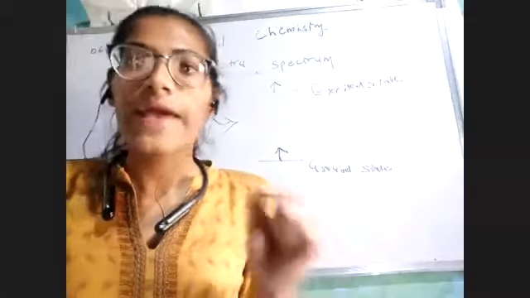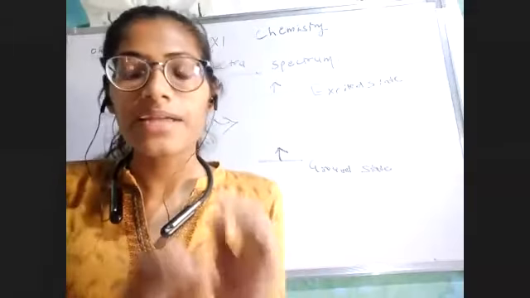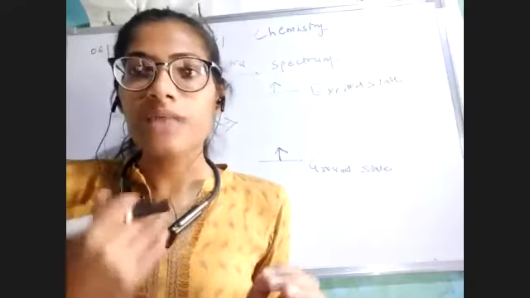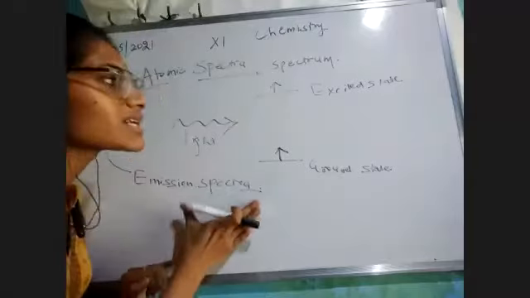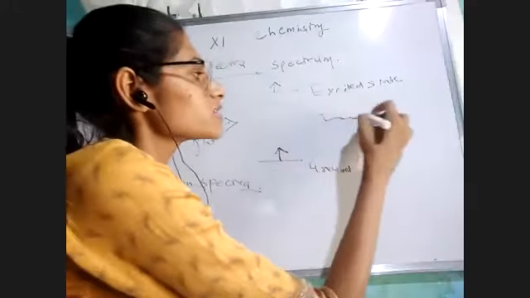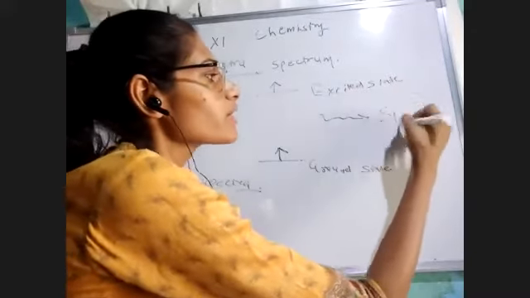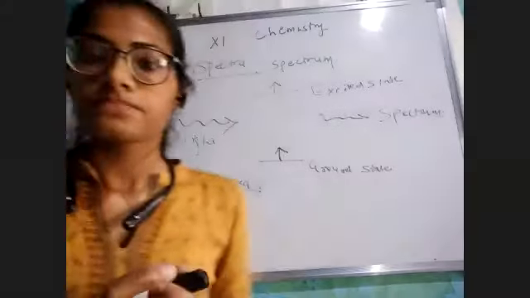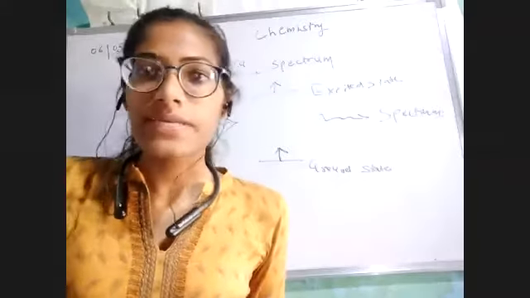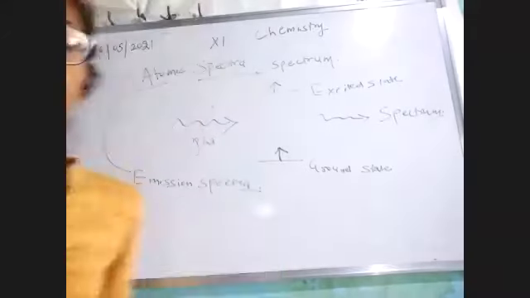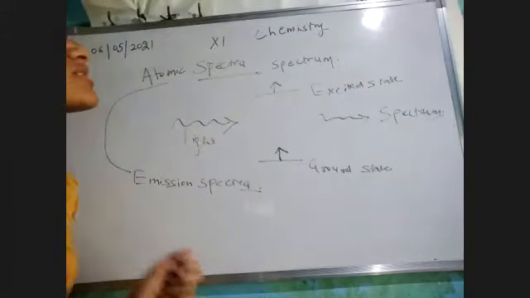Same as it is, we also have absorption spectrum, but that is quite complex and we would not discuss it right now. That is beyond your syllabus right now. So we just have to discuss the emission spectrum. Ground state, excited state, the energy is released in the form of spectrum. So this is the basic concept. Okay, so this was the atomic spectrum.